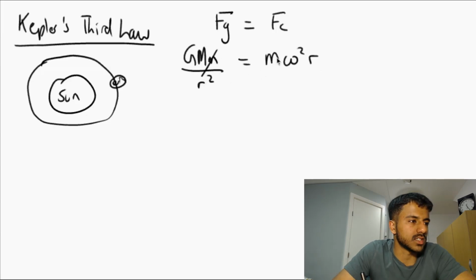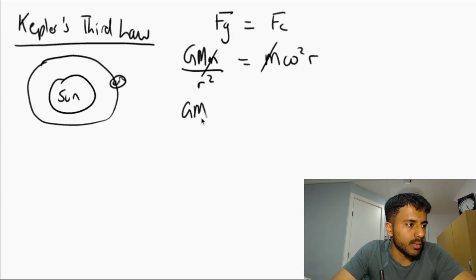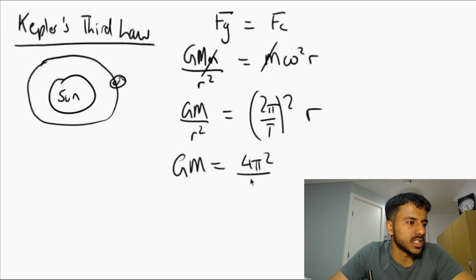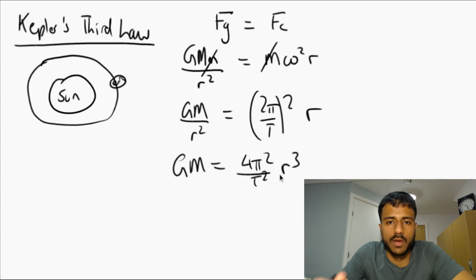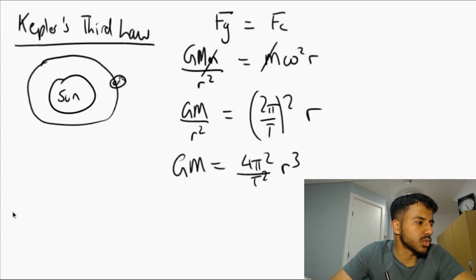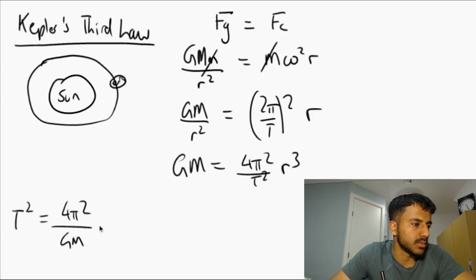Again, we can do some cancelling. And we know that omega is equal to 2 pi over T, so we do that squared times r. Now if I multiply both sides by this r squared, we get GM is equal to 4 pi squared over T squared times r cubed. And then if I multiply both sides by T squared and divide by GM, we can see that T squared is equal to 4 pi squared over GM times r cubed.